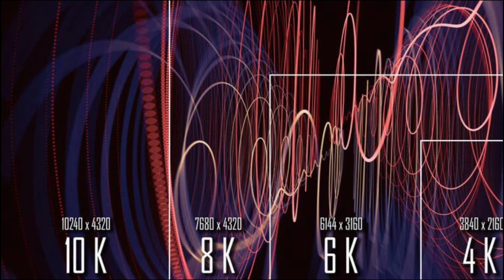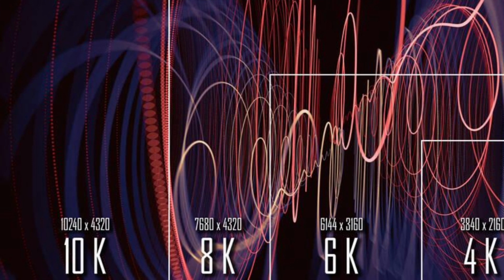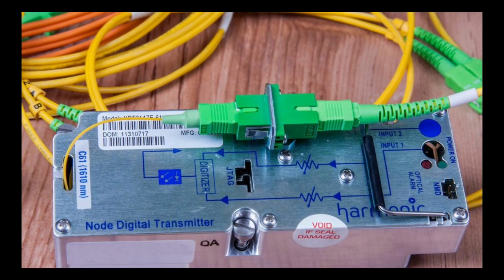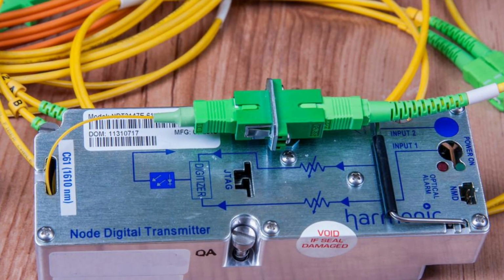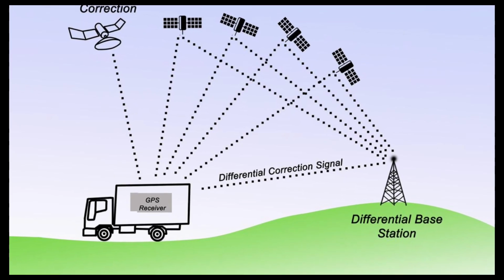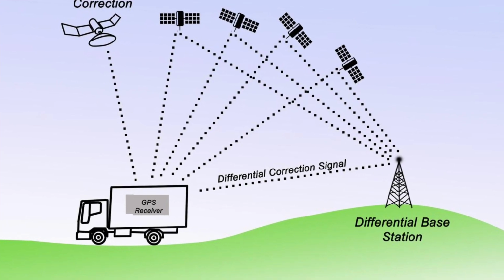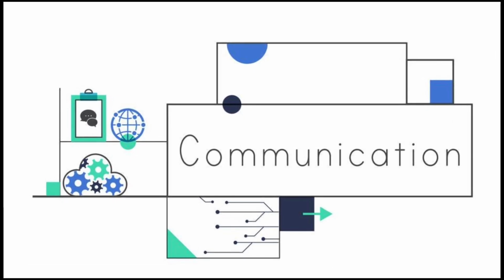S-band and Ku-band communication. S-band and Ku-band frequencies are commonly used for space communication. S-band is often used for telemetry and command functions, while Ku-band is used for high data rate communications, including video and scientific data transmission.